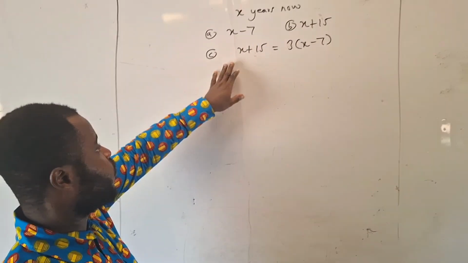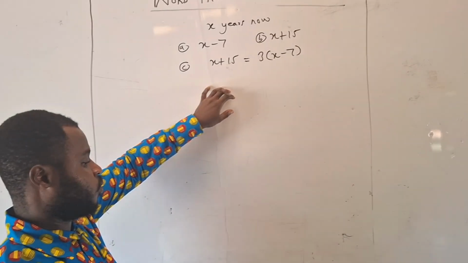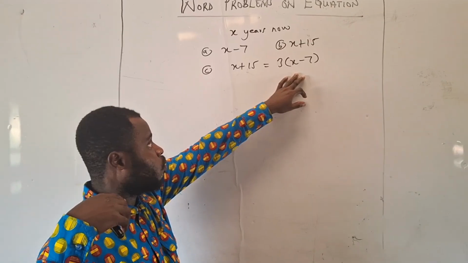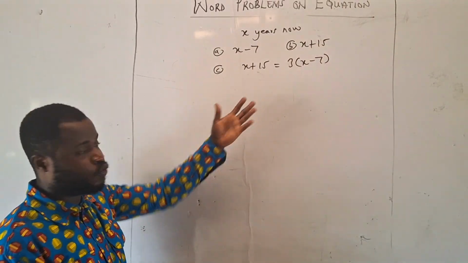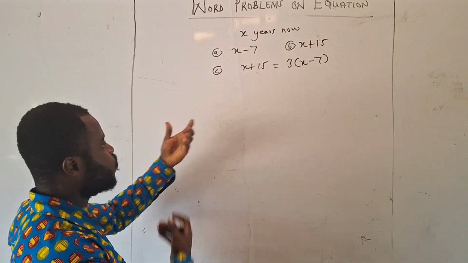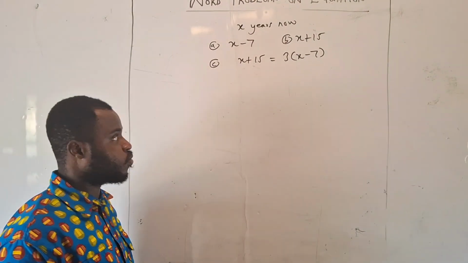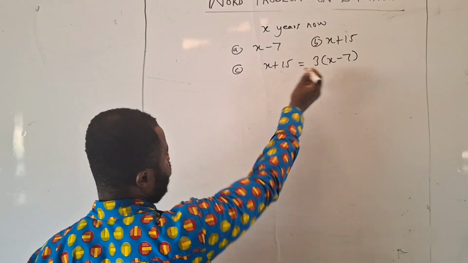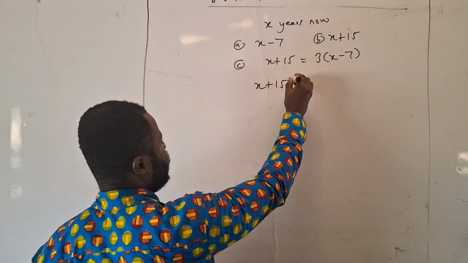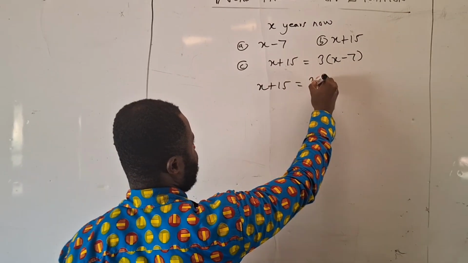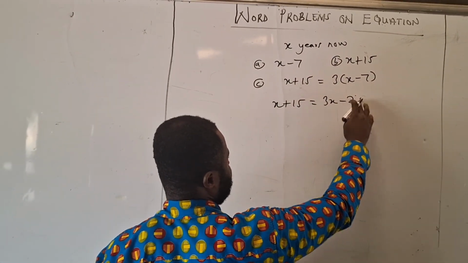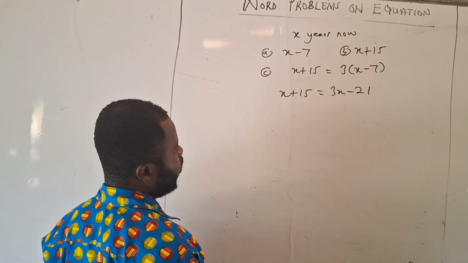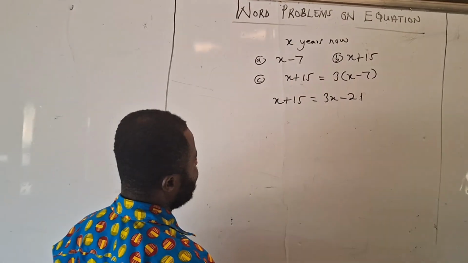So if his age in 15 years will be 3 times his age 7 years ago, how old is he now? We are going to find x. So if you understand this simple English, you can write the equation for it and solve. So we are going to solve for x. So x plus 15 equals 3x minus 21. Sorry, 21. So now let's solve for our x.